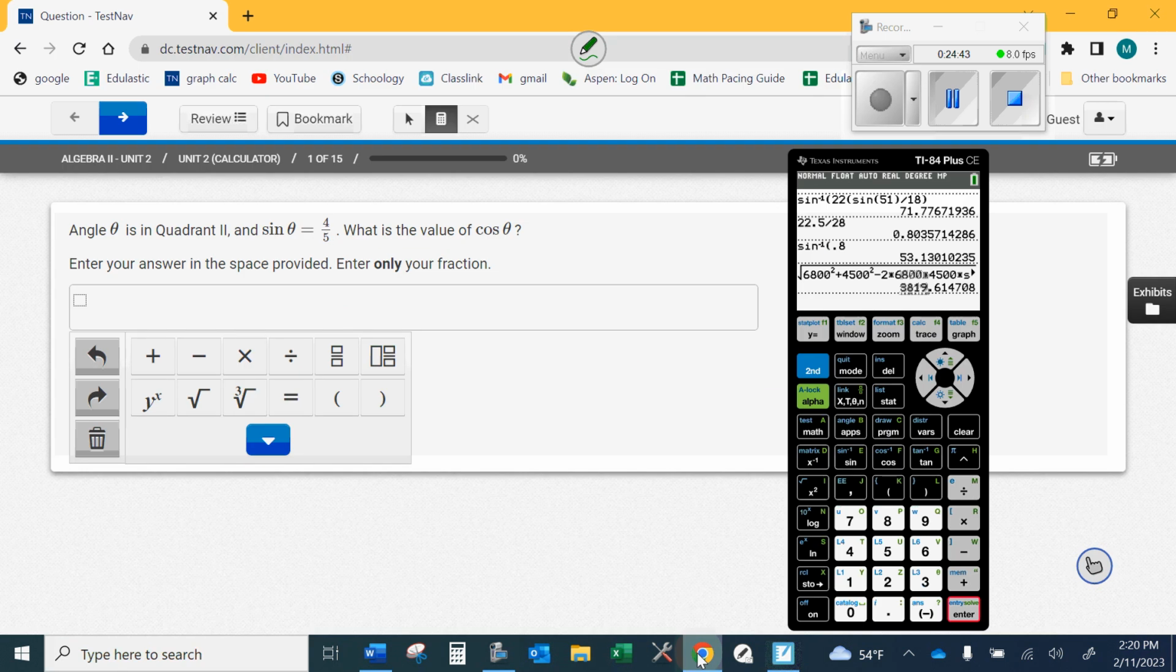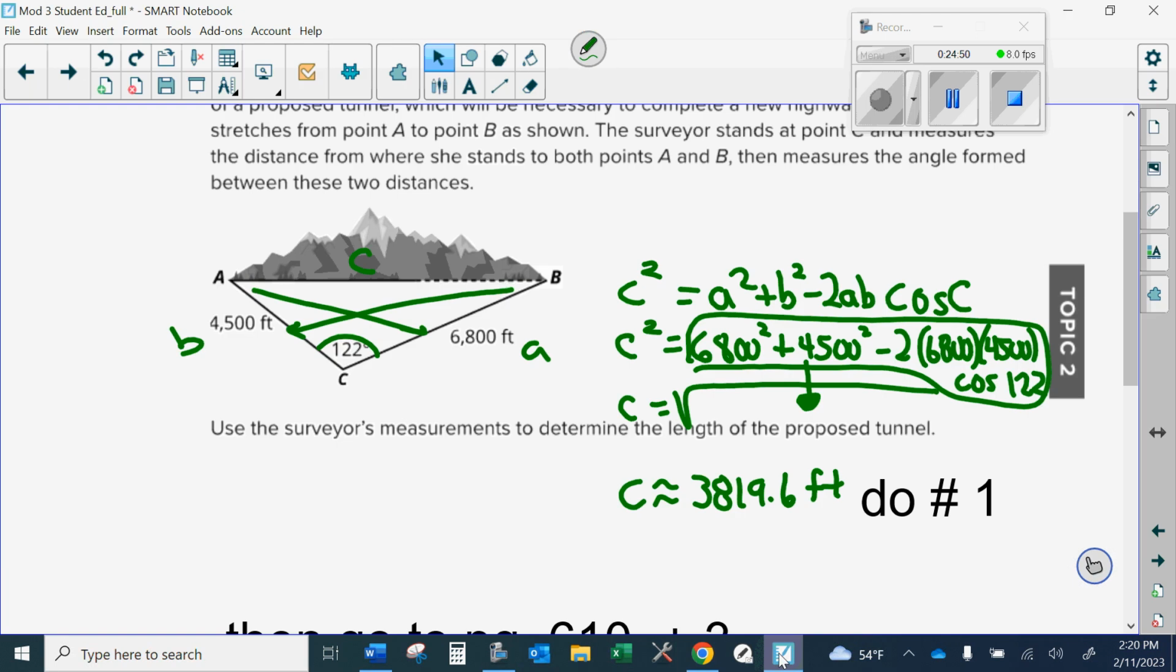Oh, dang it. My error. I knew that didn't make sense because 3819 is too small for C. C's the largest angle in this triangle, so C's got to be the longest length. That's what I want to check.